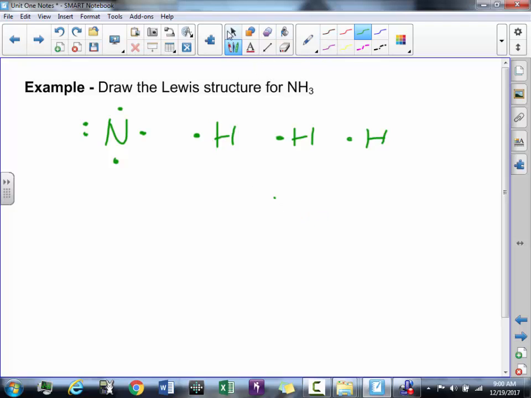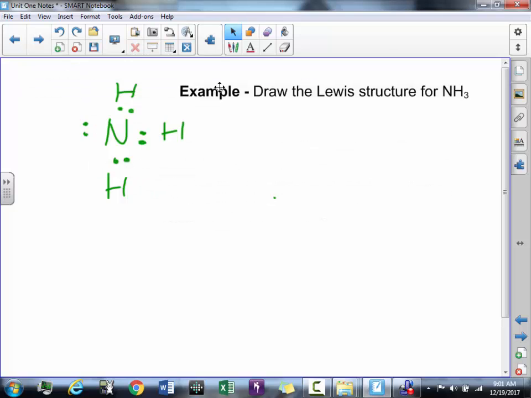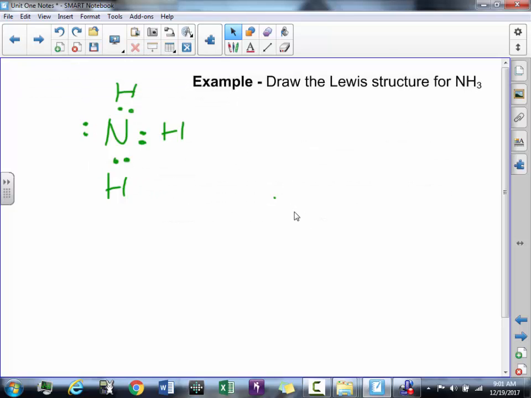What's going to end up happening is, let's see, can I lift this one? I'm going to bring this one over here like that. I'm going to bring this one over there like that. And I'm going to bring this one up here like that. And there, now I've drawn the Lewis structure for ammonia. Does that make sense? It literally is just as simple as draw all the Lego pieces out and then just fit them together.